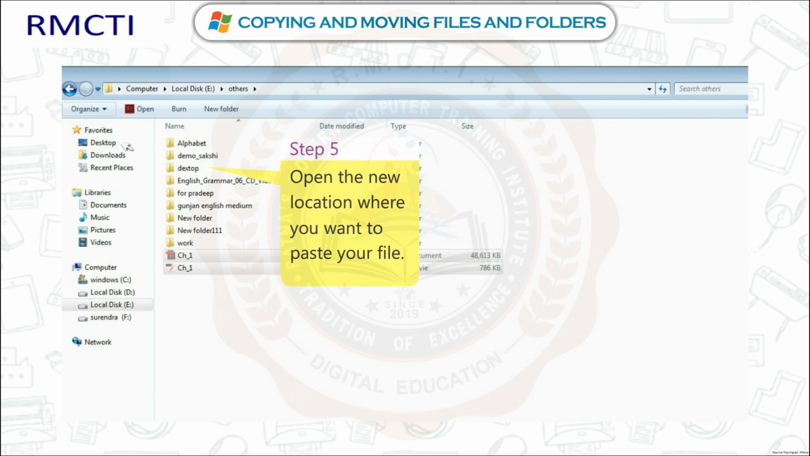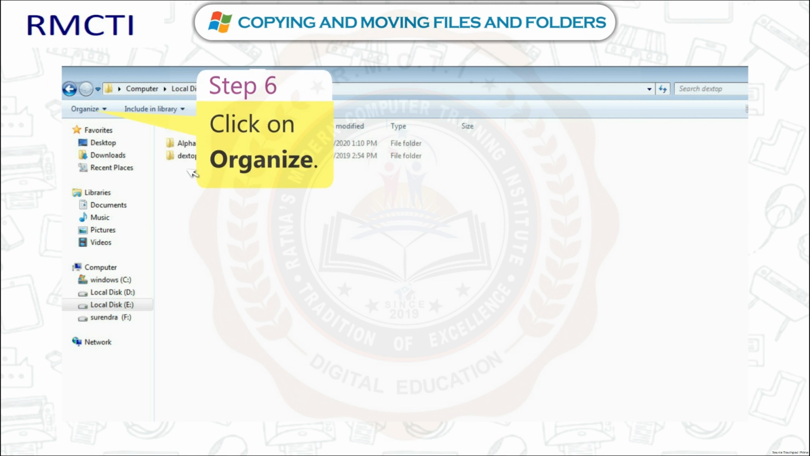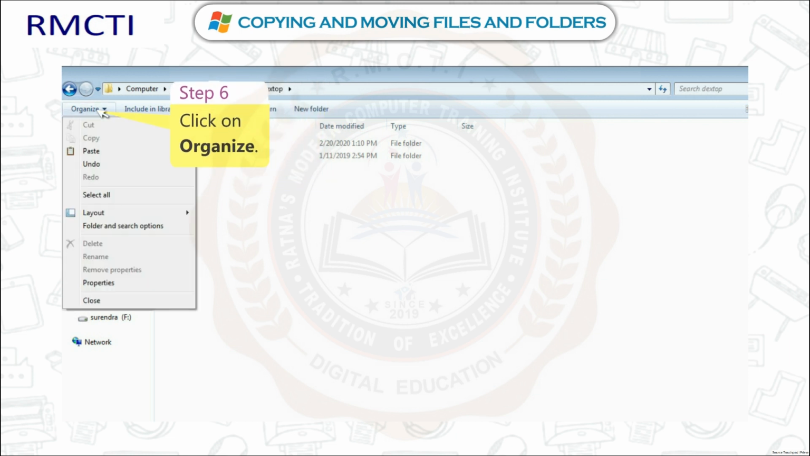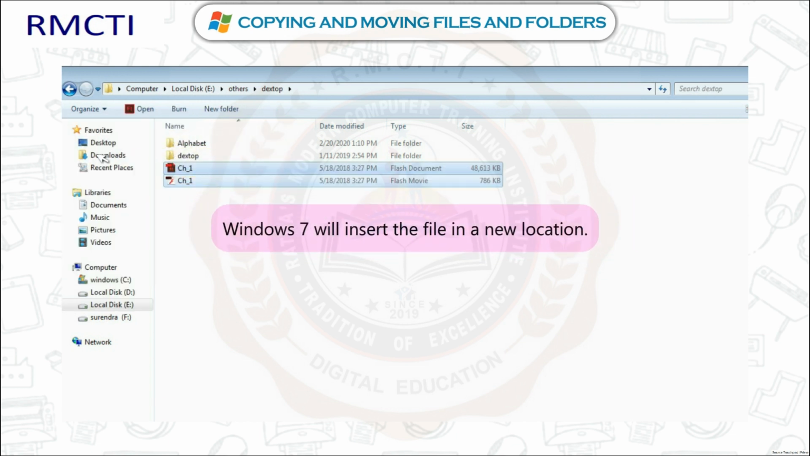Step 5. Open the new location where you want to paste your file. Step 6. Click on Organize. Step 7. Click on Paste. Windows 7 will insert the file in the new location.